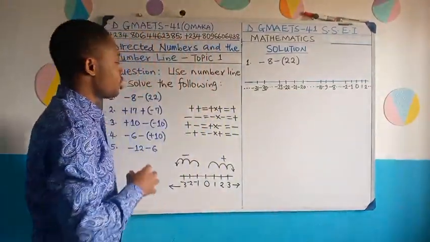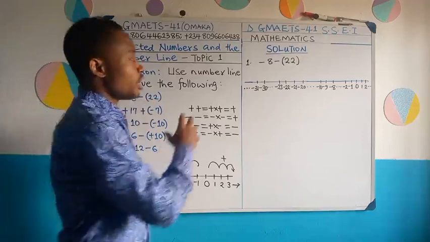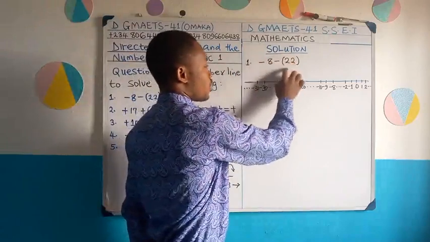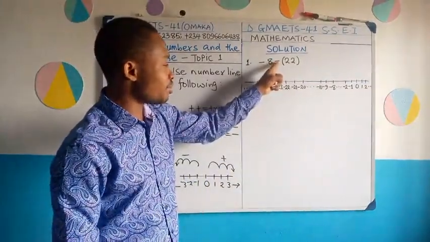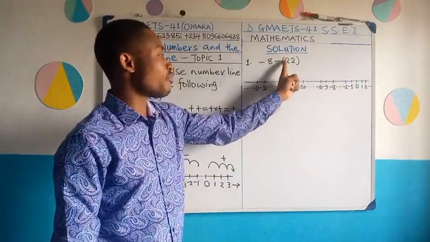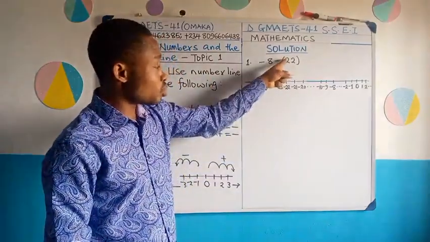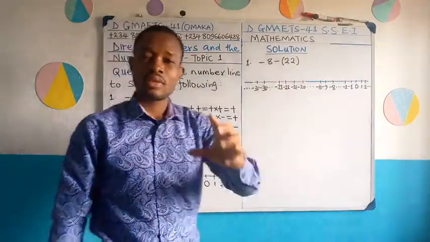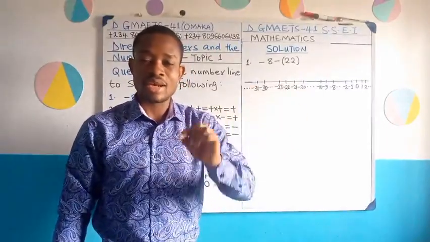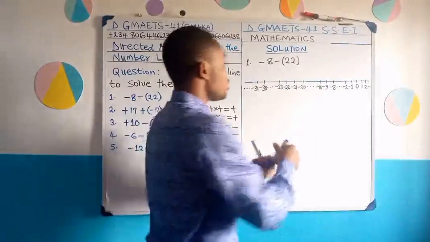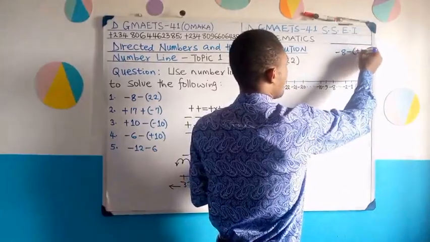Alright, we are required to use number line to solve minus 8 minus bracket 22. So here we have this minus 8 minus bracket 22. Now you notice that after this minus you have bracket. In front of this 22 there is no mathematical sign. Now in front of this 22 there is an invisible plus. Please take note, when I give you a number and you don't see minus in front of it, it means that that number is plus. Is that okay? So I can actually write this. It's the same as minus 8 minus open brackets plus 22.